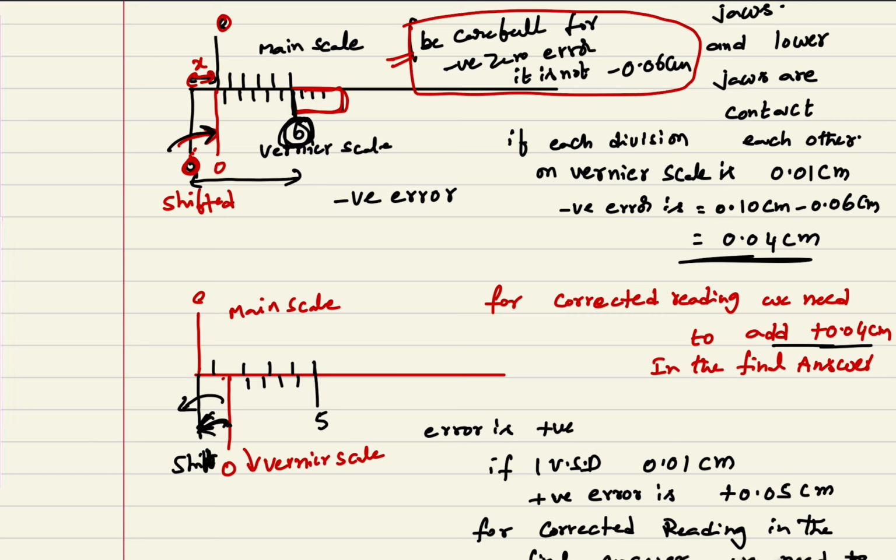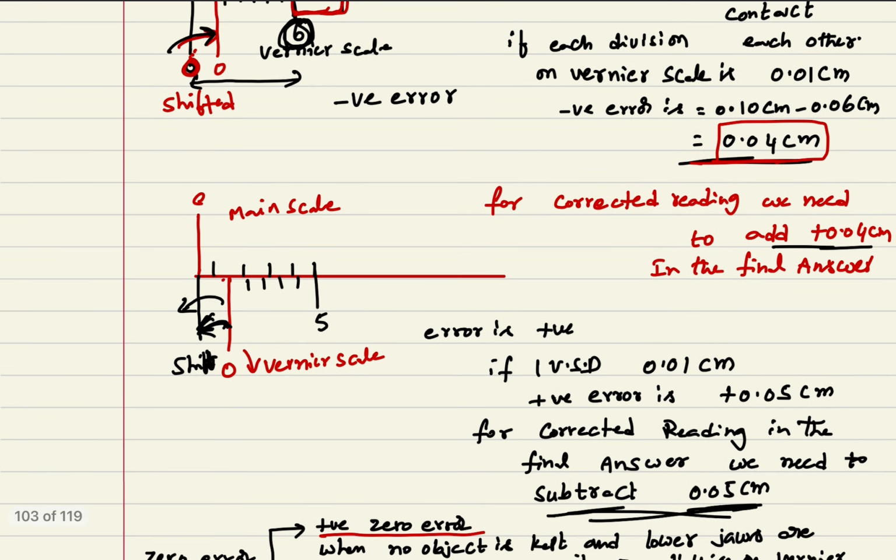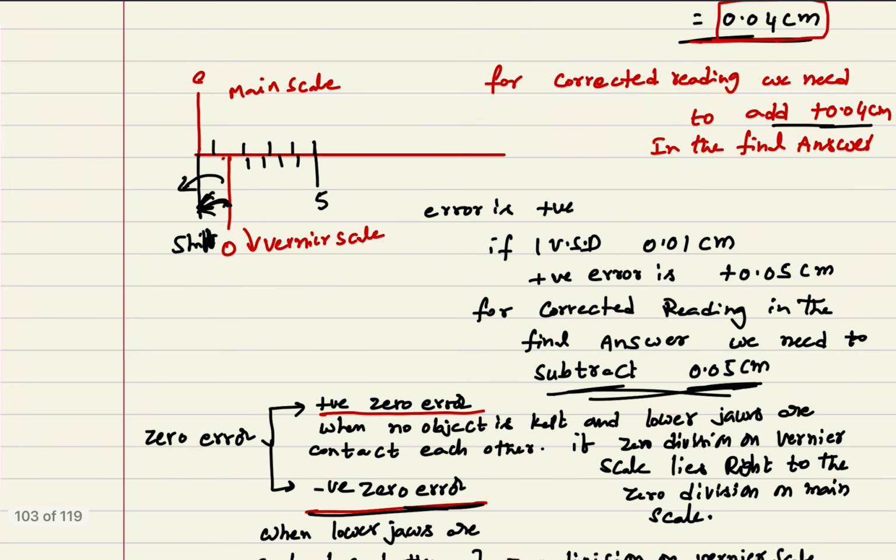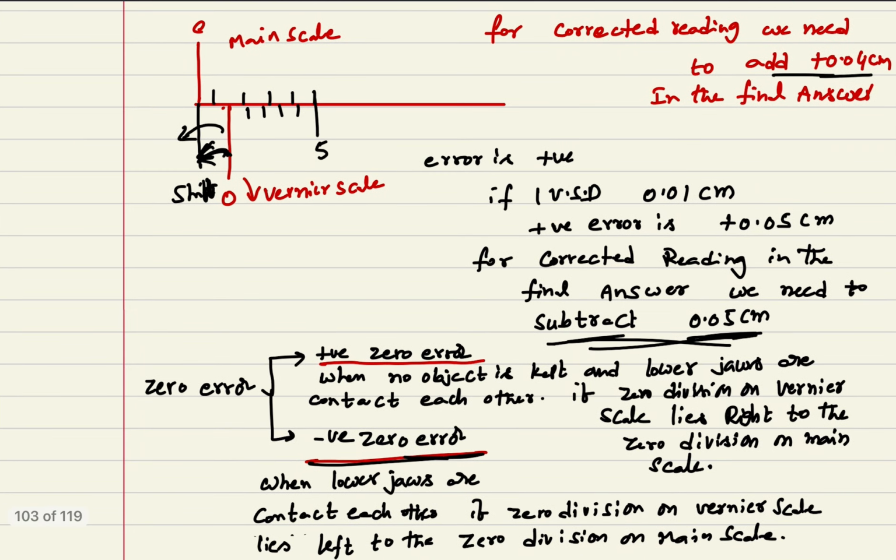Most of the students make a mistake here. For the negative zero error, you have to take the remaining divisions. Here the negative zero error value is not that. The negative zero error value is 0.04 centimeter, that is the value. Understand that? Only for the negative zero error you have to keep this in your mind. For positive zero error, whichever division is coinciding, we can take that. Okay. Now I will explain some other points also.